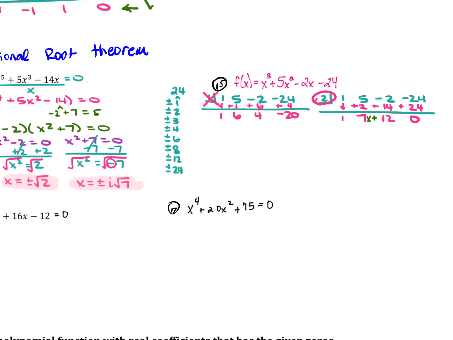That 7 gets an x, that 1 gets an x squared. So you're factoring x squared plus 7x plus 12 is equal to 0. Your factors of 12 that add up to 7 are 3 and 4. So x plus 3 times x plus 4 is equal to 0. Set them both equal to 0 and solve. You're going to have x is equal to negative 3, x is equal to negative 4.